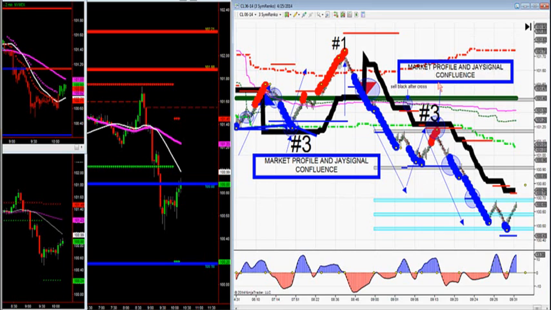This is ultimate confluence. This is market profile and J-Signal confluence. So what you do, you have limited risk if you try to sell near that black line with the bullseye. We get a retracement near the black line. There's your black line. And then we look for a bullseye. What the bullseye is doing, it's confirming divergence on a retracement. So we get another big giant move to the downside.